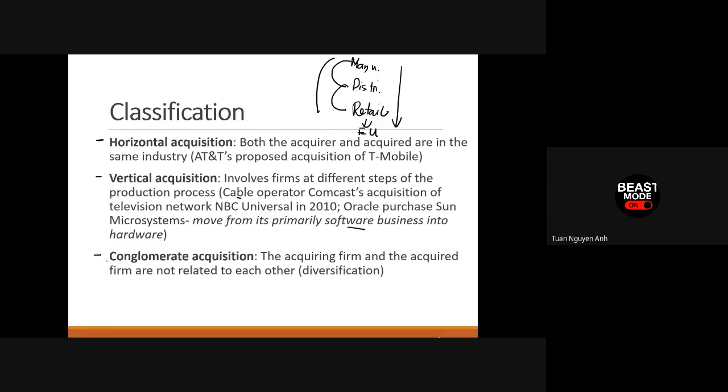The last one, we talk about the conglomerate acquisition. This is also expanding, but expanding in a new industry. The acquiring firm and the acquired firm are not related to each other. So firm A is maybe in industry A, and firm B in industry B. That is not related, or a little bit related, and they are expanding. They diversify their investment, and they acquire each other, or they merge.